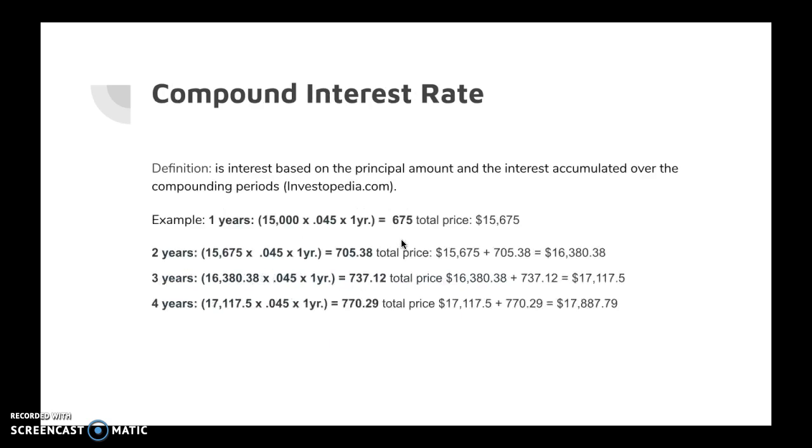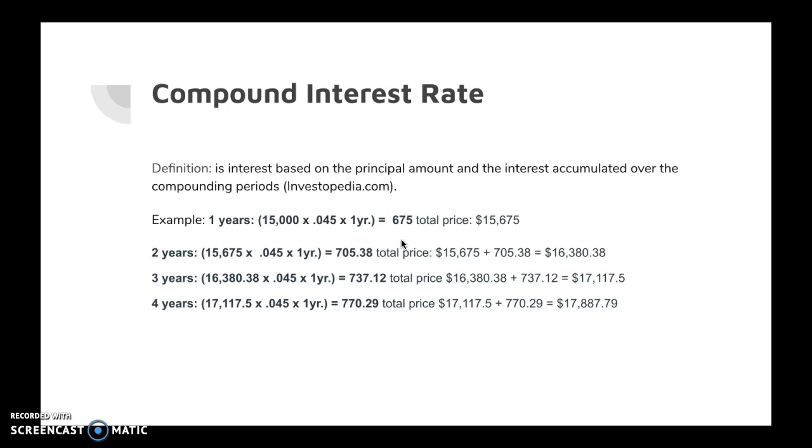So over to compound, it is an interest based on the principal amount and the interest accumulated over the compounding periods. I broke this one into 4 years so we can see the breakdown better. It's a little more confusing. Our first year is the same because we have no previous interest, so $15,675.